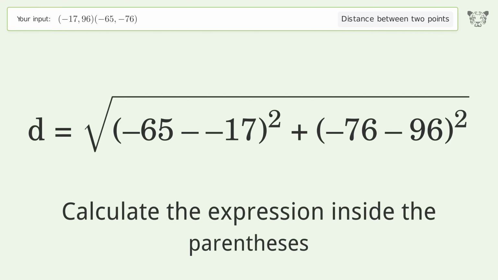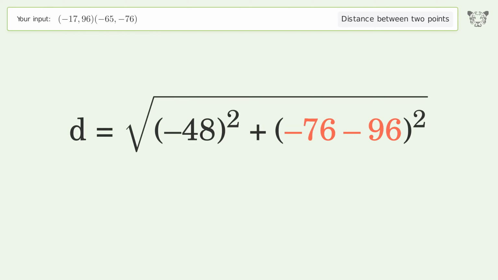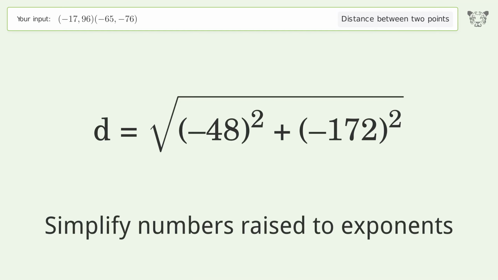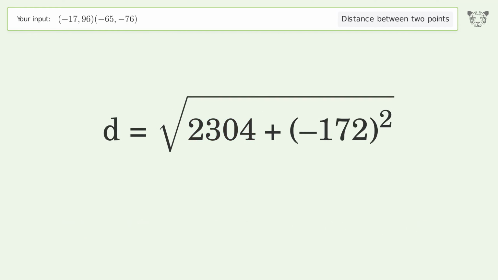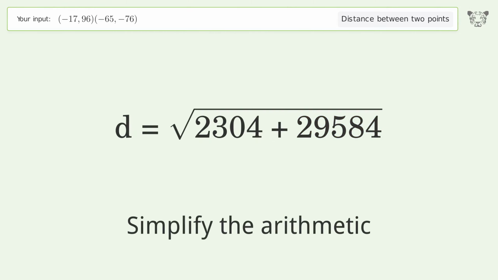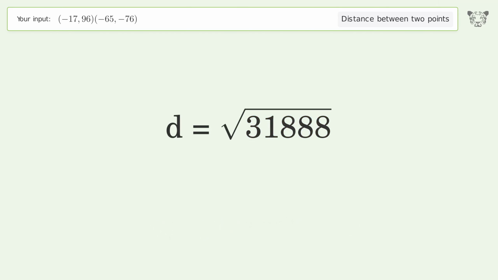Calculate the expression inside the parentheses. Simplify numbers raised to exponents. Simplify the arithmetic. And so the distance between the 2 points is the square root of 31,888, or 178.572.